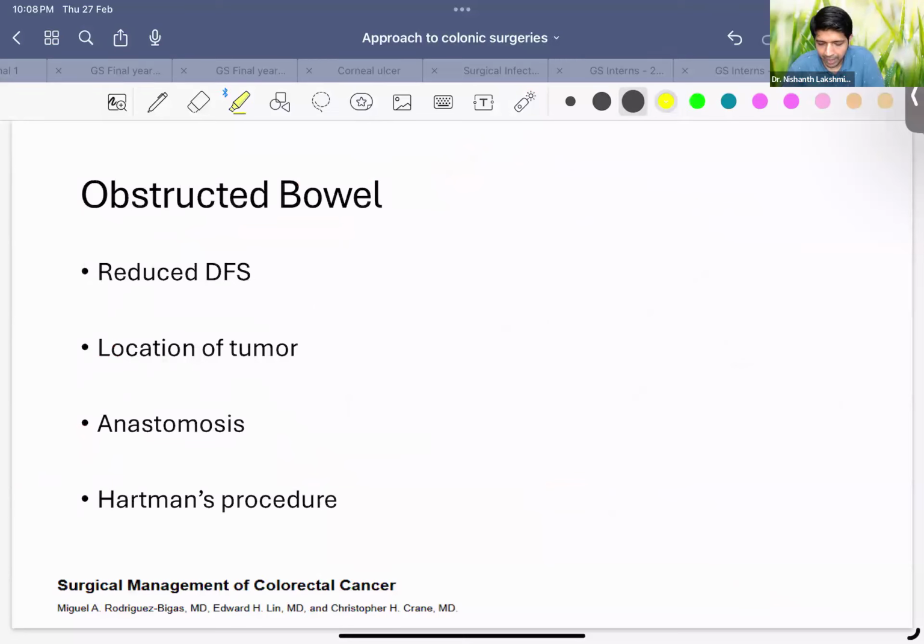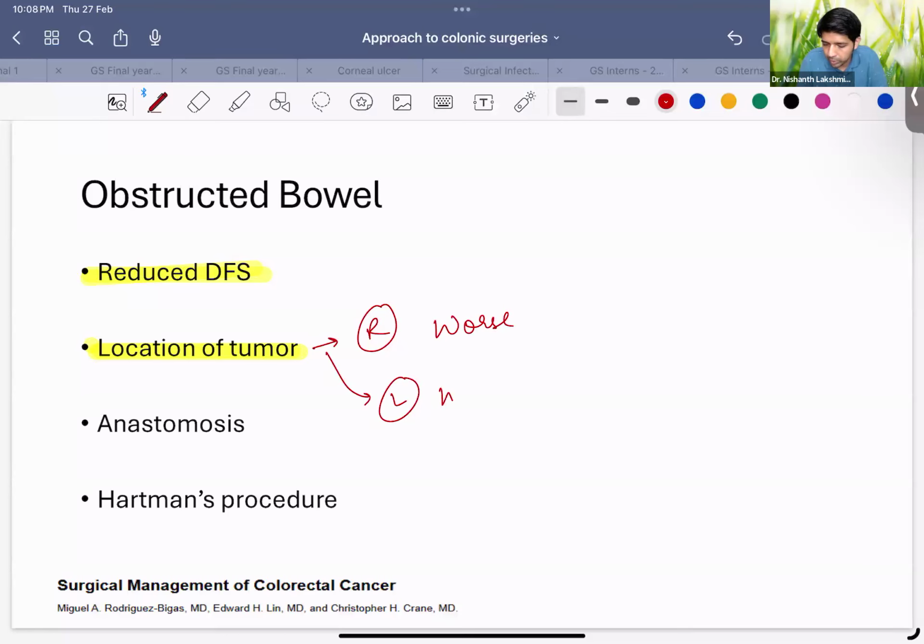Finally, when it comes to handling obstructed bowel, whenever the patient goes into obstruction, it automatically means that it is at an advanced stage. That means it has gone to such an extent and caused a constriction. It reduces the disease-free survival. Location of the tumor: they say right side has worse prognosis when compared to left-sided obstruction.